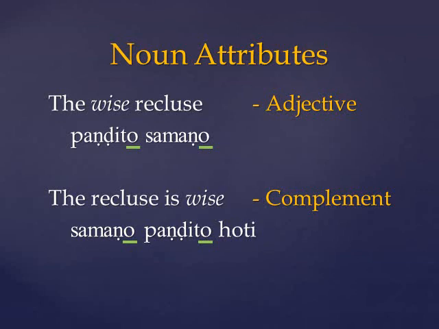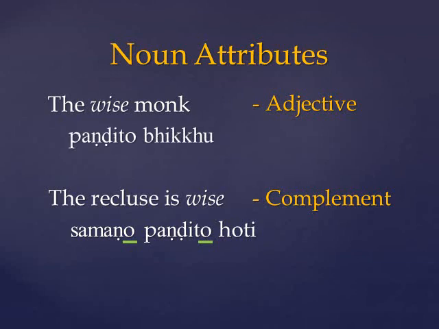Now you might get the impression that the endings of the noun and the attribute are always the same, and this is true if both terms belong to the same declension group. So for instance, if we said the wise monk, pandito bhikkhu, notice that both words have different endings while they are both in nominative singular.